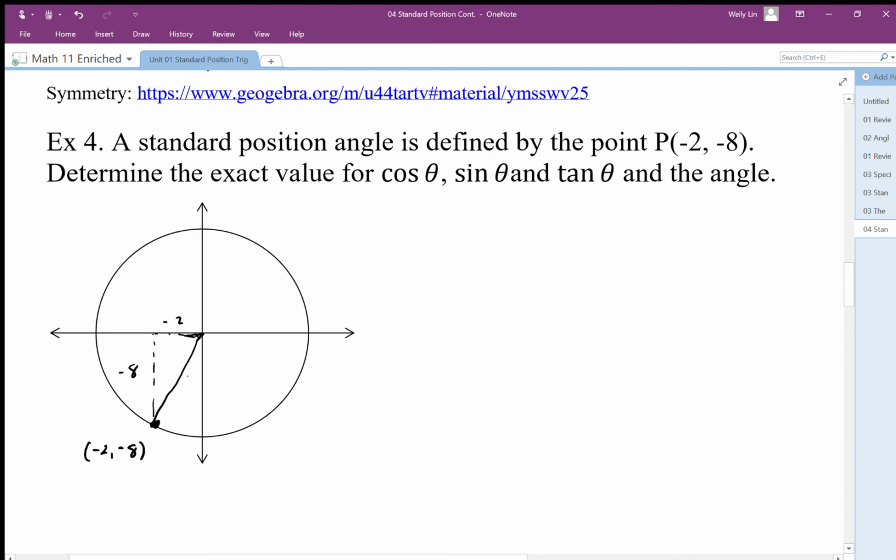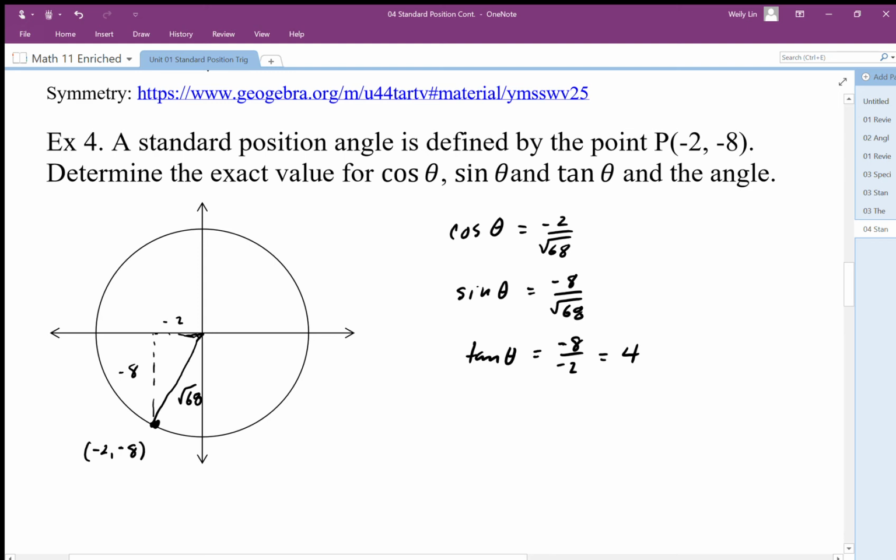So when I solve for sine, cos, tan, I'm just going to use Pythagoras. I'm going to end up with square root 68. And again, since I have two sides of the right triangle, I'll give my answer in exact values. Cosine theta is equal to -2 over square root 68. Sine theta is equal to -8 over square root 68. And tan theta is going to be the slope. That's positive slope. It's -8 over -2, or slope of +4.